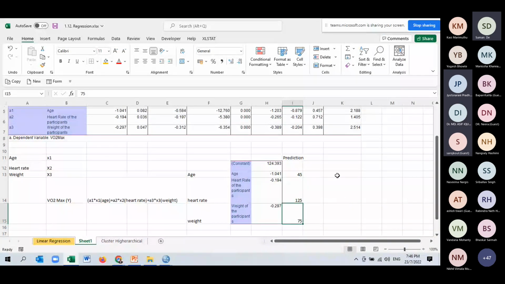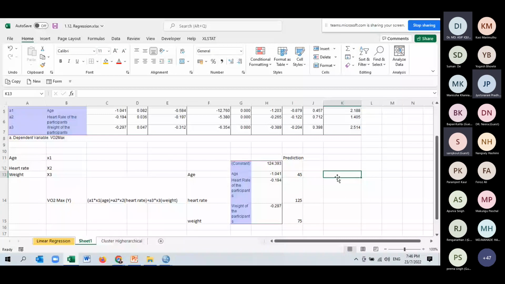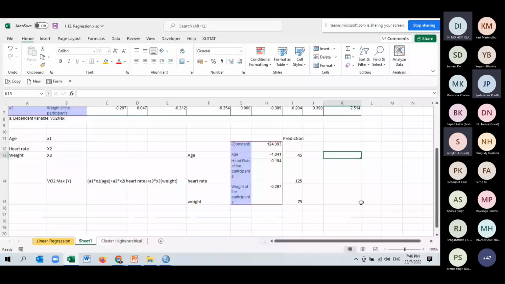So in prediction, whatever figure we are taking, that is our assumption only. Yes, assumption. So anticipation. To do this, we are going to use this formula.